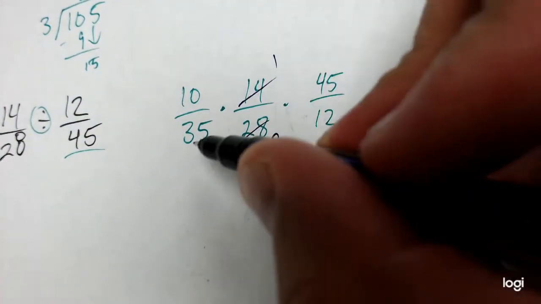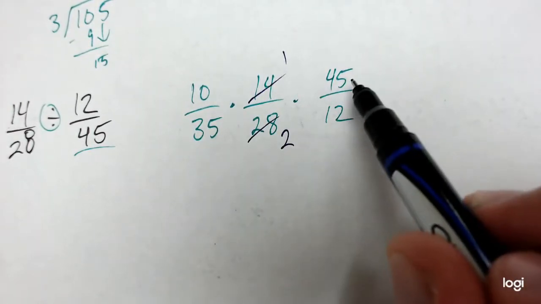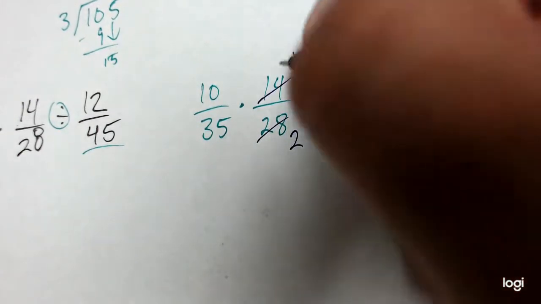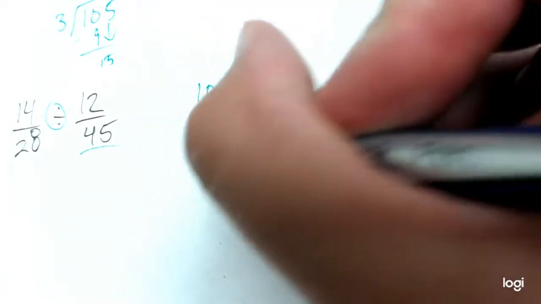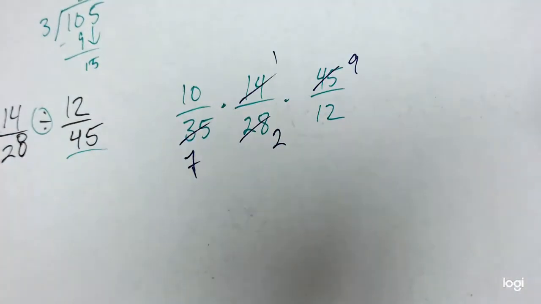And then here, I can see all the way across 35 and the 45. That is also allowed. That is okay. I know that they're both divisible by 5. 5 goes into 35 7 times. 5 goes into 45 9 times. All right, we're looking pretty good.